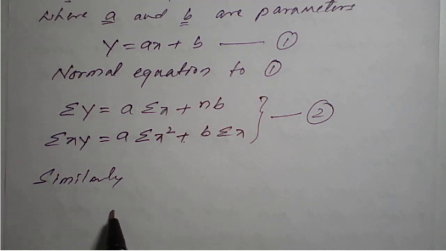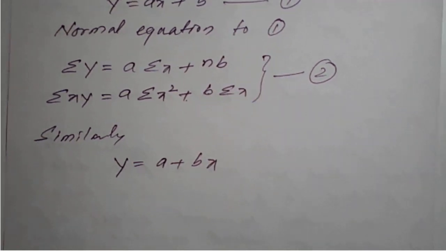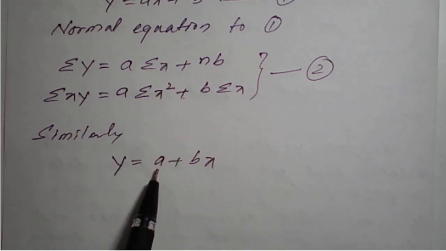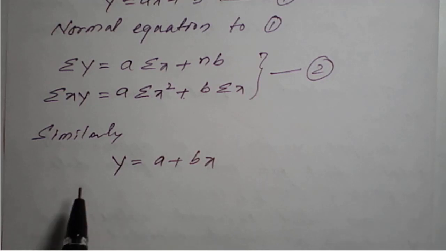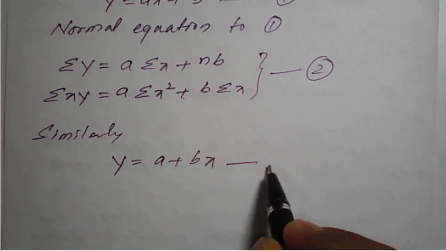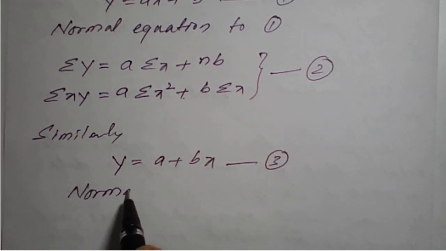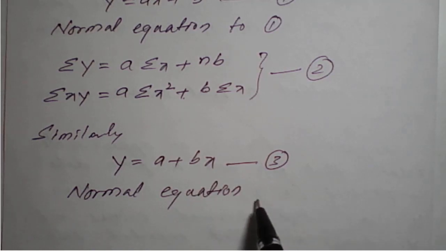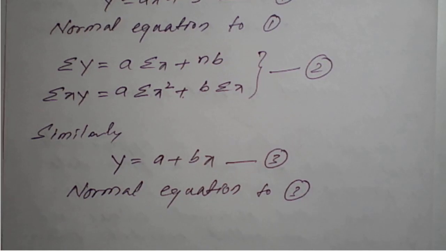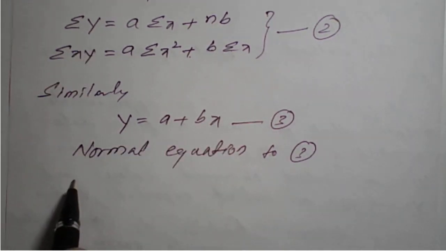Similarly, if our straight line is in the form y is equal to a plus bx, this is also a straight line. Here a is free from variable but b has the variable. For this normal equation, I will give equation number 3. So normal equation to 3. How is it possible here, just see, multiply both sides by summation.